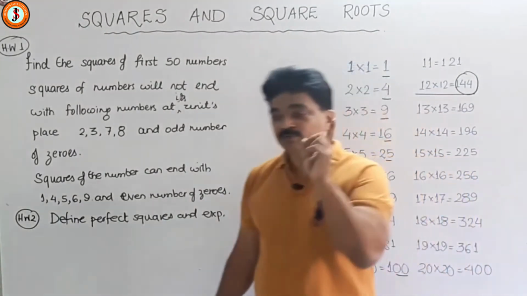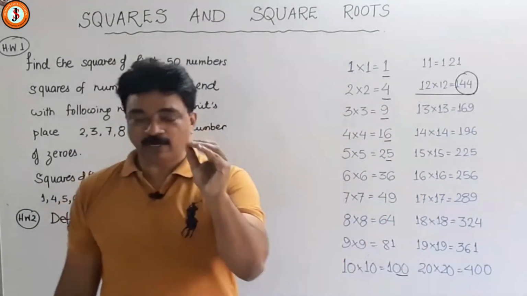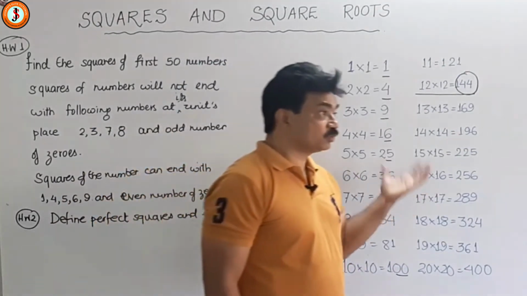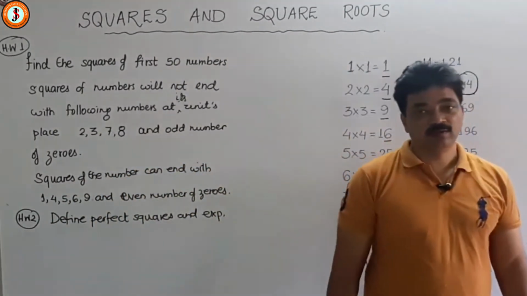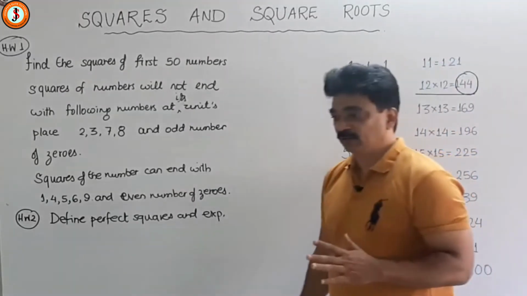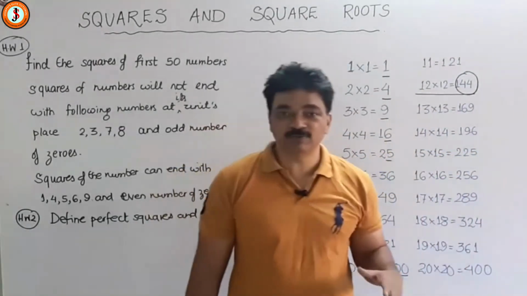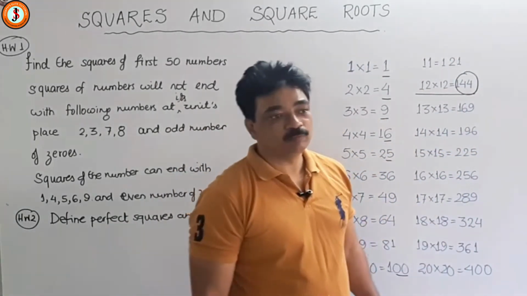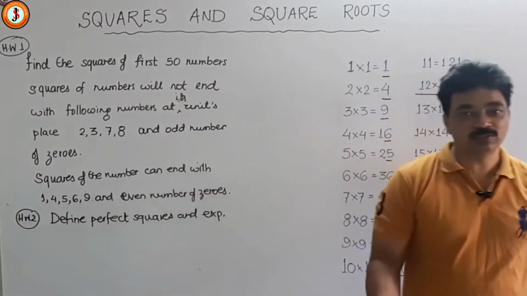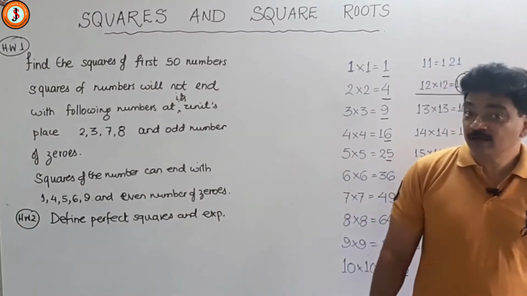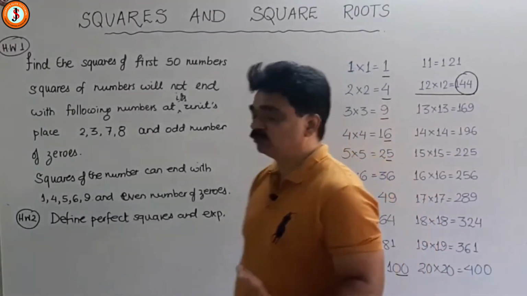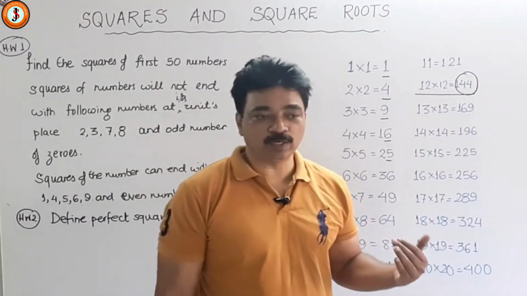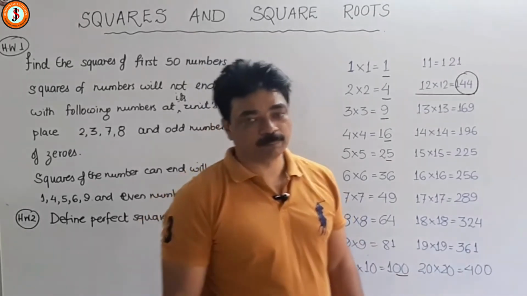But here there is a very, very important thing which I want to tell you. A perfect square may end with 4, but there may be certain numbers which end with 4 but are not perfect squares. Like 14 is not a perfect square. There are certain numbers which end with a pair of zeros, but they are not perfect squares. 200 is not a perfect square.